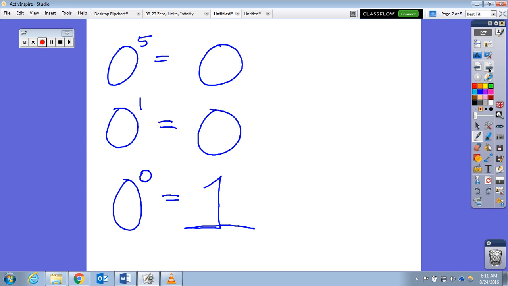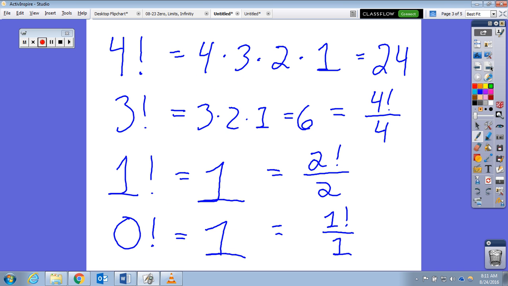Then we have, did you guys ever discuss factorial? The exclamation point on your calculator? No? Okay, let's go over that briefly. 4 factorial means 4 times 3 times 2 times 1. This is the number of ways to arrange 4 books on a bookshelf. There's 24 ways to arrange 4 books on a bookshelf. 3 factorial is 3 times 2 times 1. And this would be what's called a permutation.